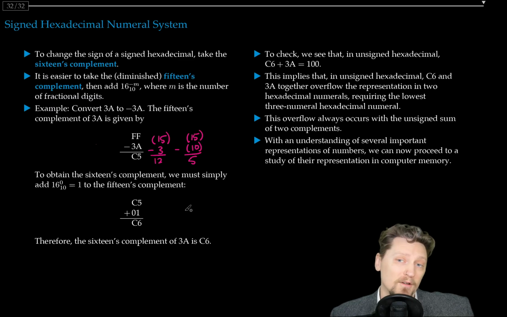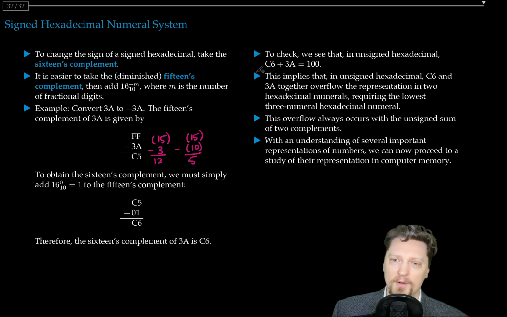To check, we see that in unsigned hexadecimal, if you add C6 and 3a together, we're going to get 0, carry 1. So 100. We overflowed by 1. This implies that in unsigned hexadecimal, C6 and 3a together overflow the representation in 2 hexadecimal numerals, requiring a 3-numeral hexadecimal numeral. This overflow always occurs with the unsigned sum of the 2's complement, or in this case, the 16's complement, the b's complement.